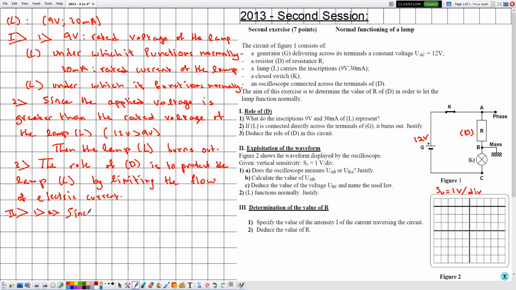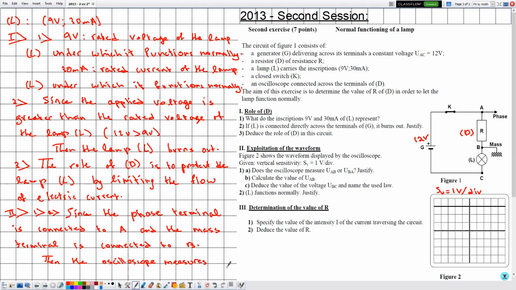Now, since the phase terminal is connected to A, and the mass terminal to B, then the oscilloscope measures UAB.